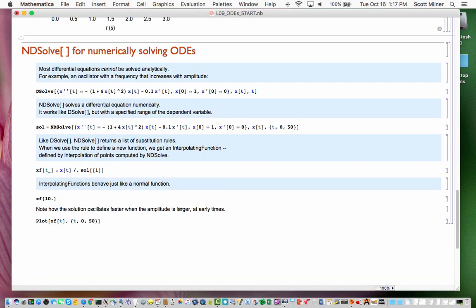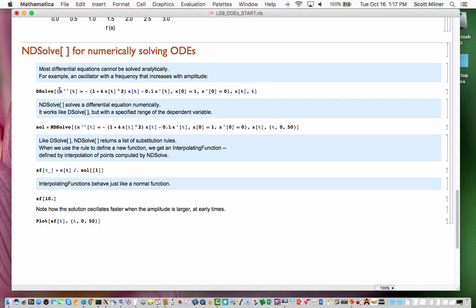So the second function in Mathematica for solving ODEs is NDSolve, the N being the general Mathematica code for numerical. So this is numerical solution of differential equations, not analytical solutions. And indeed, most differential equations cannot be solved analytically in terms of functions that we have names for.